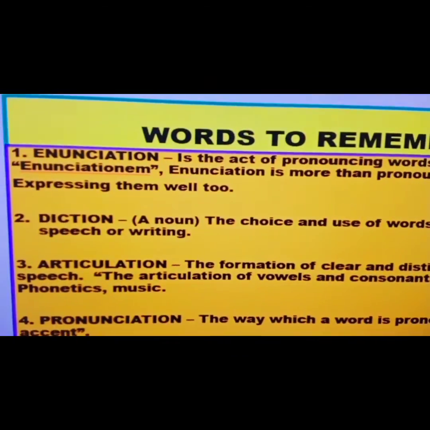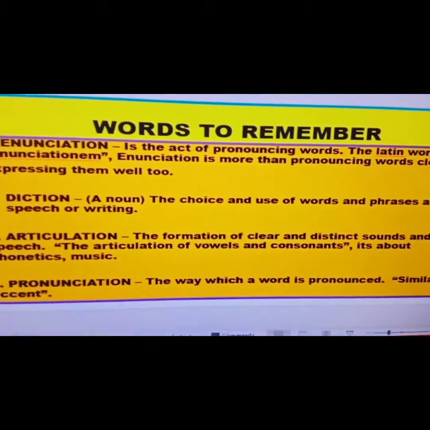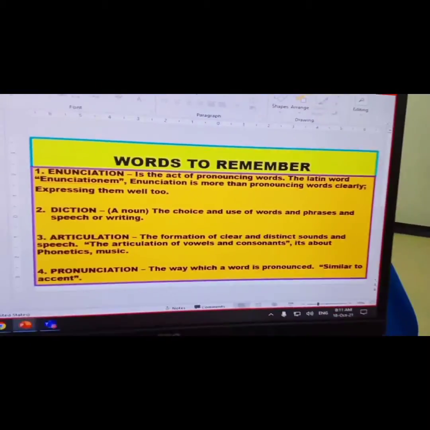That is diction. So number 3, we have the so-called articulation. The formation of clear and distinct sounds and speech. If you pronounce the words well and clearly and have distinct sounds and speech, it is called articulation. It is how you pronounce the vowels and consonants.